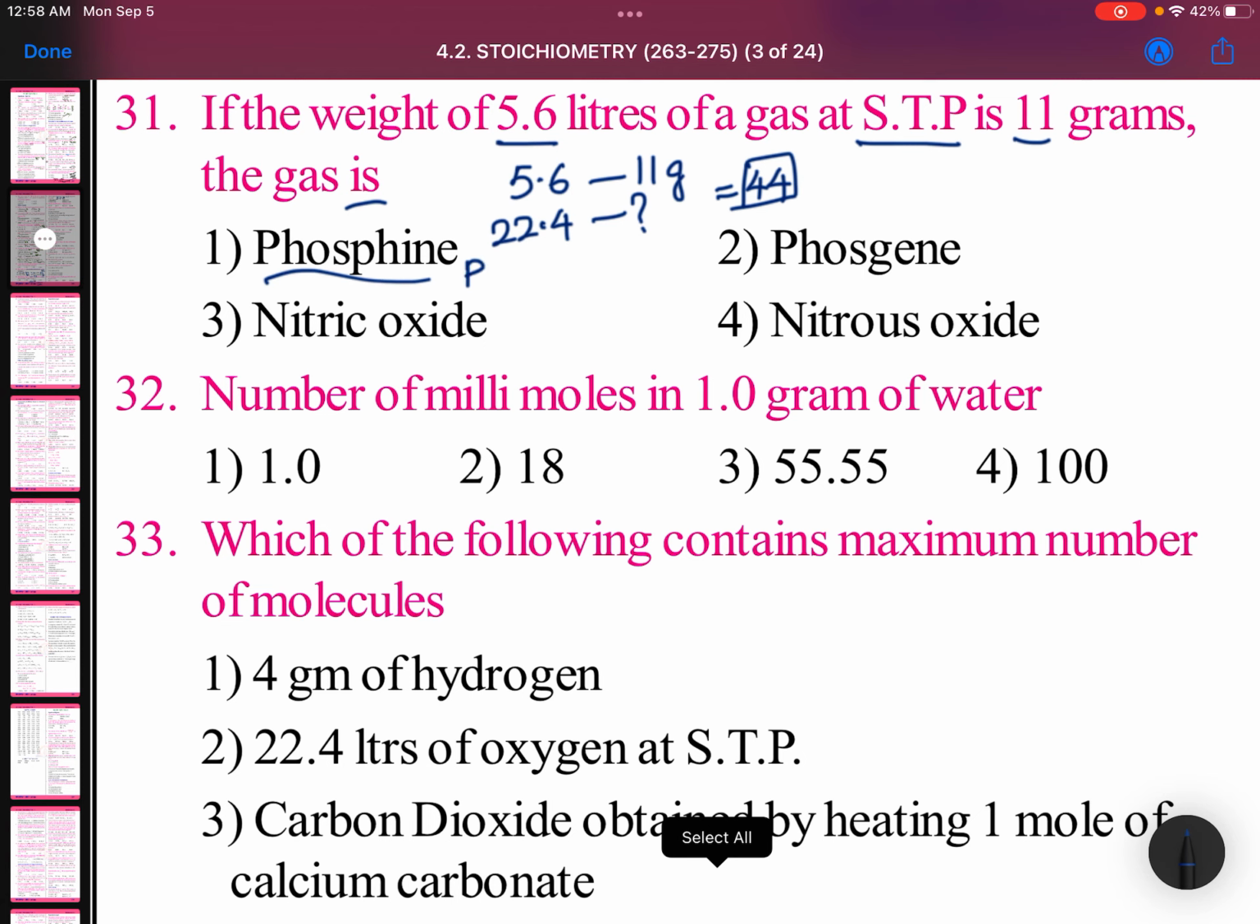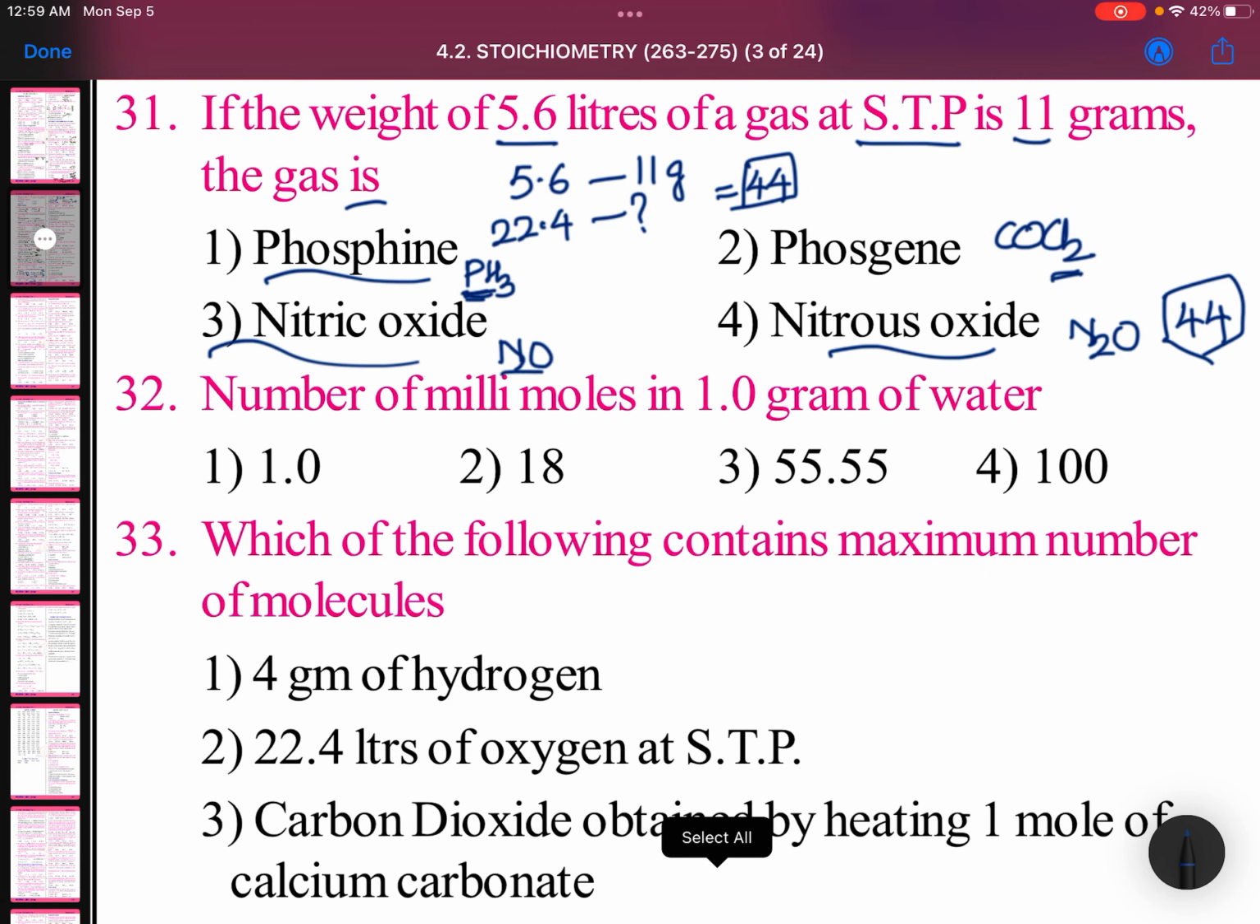Phosphine is PH3. Nitric oxide is NO. Nitrous oxide is N2O. Phosgene is COCl2. N2O molecular mass is 44. The rest are not equal to 44 because Cl2 itself is 71.